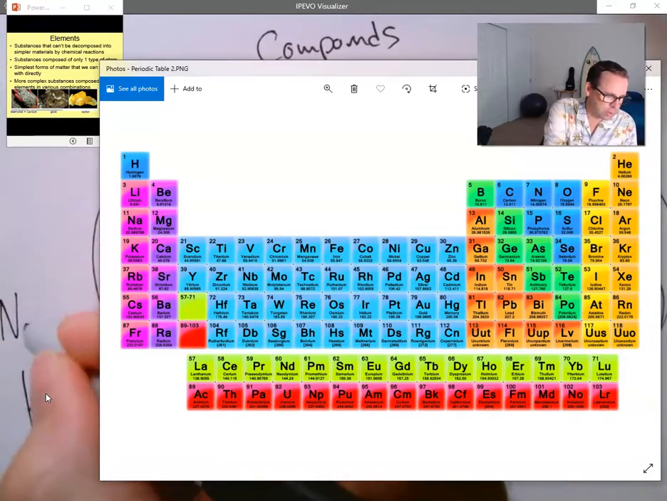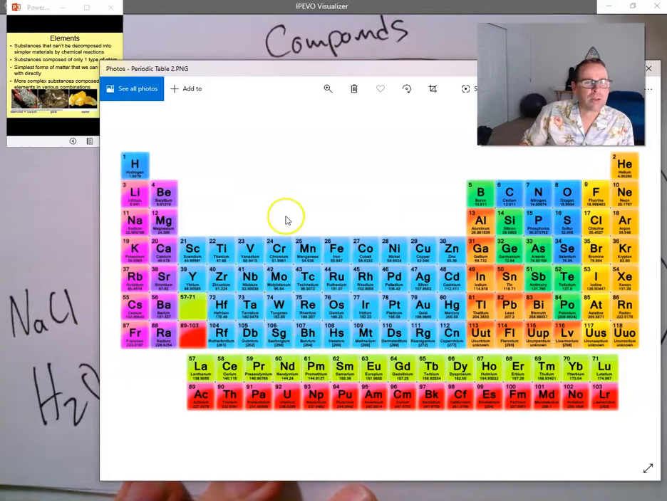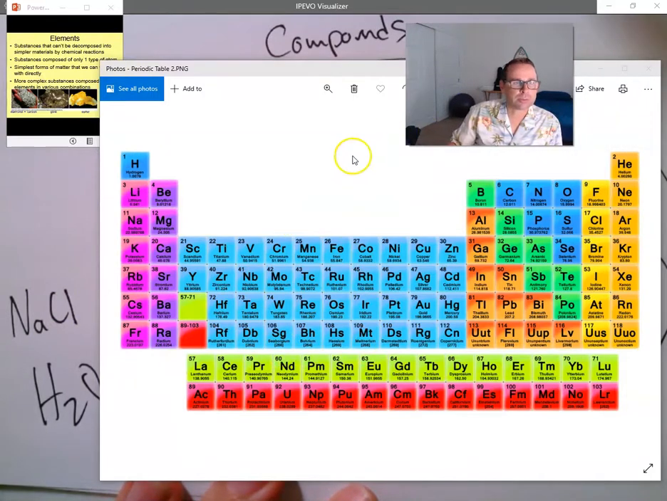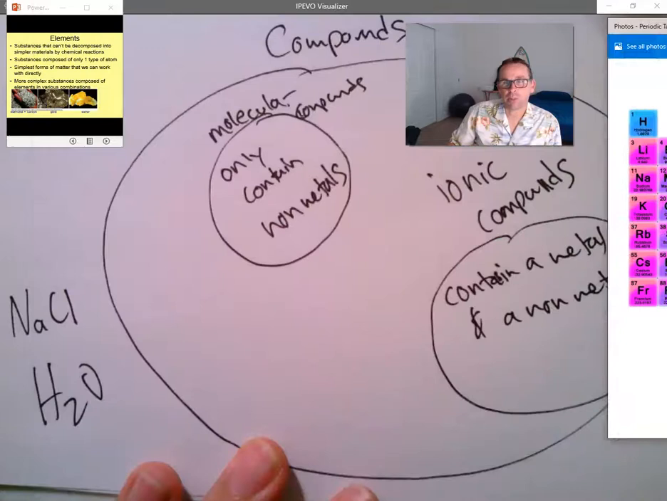Very good. Let's give you another one here. Sodium chloride. Is it a molecular compound or an ionic compound? Well, we have to find these two. Can you find them? Sodium over here is number 11, and chlorine is number 17. Okay, that's a metal. Nope, this is to the right of the staircase, so it's a non-metal. So that's ionic then. That's right. Very good. An ionic compound.